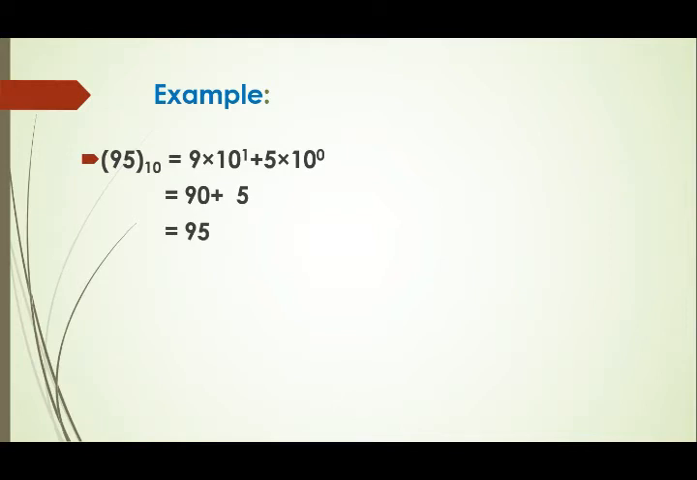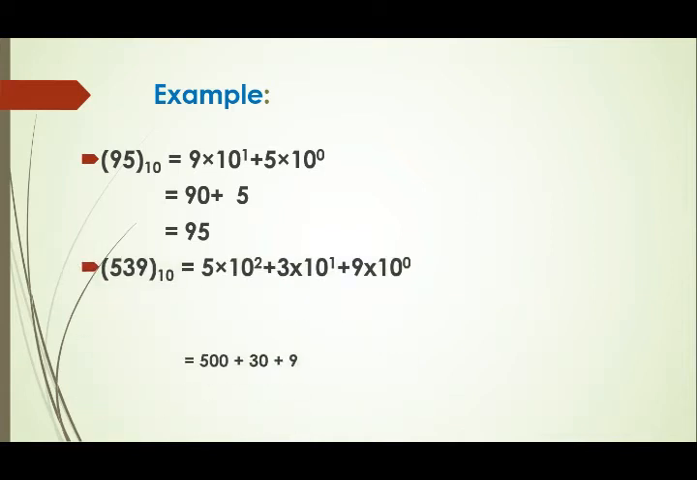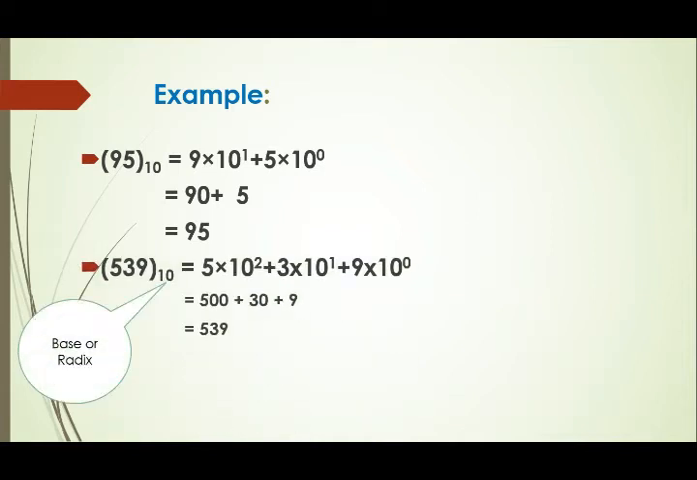Now here we see one example. See, here the number 95 is given, that is in the decimal number system. Up to now we have been directly writing 95, but here we write it in brackets with the base 10 as a subscript. It's also called the radix. So it is 95 of base 10, the decimal number.